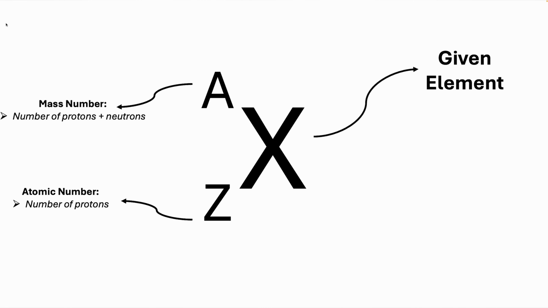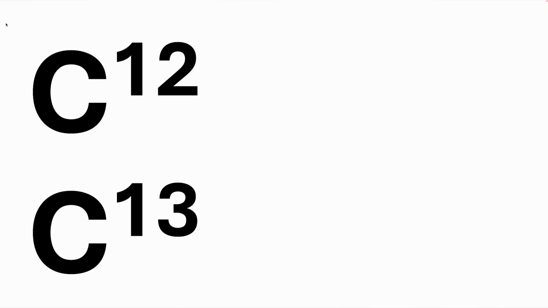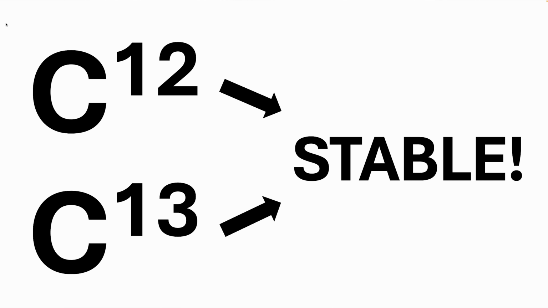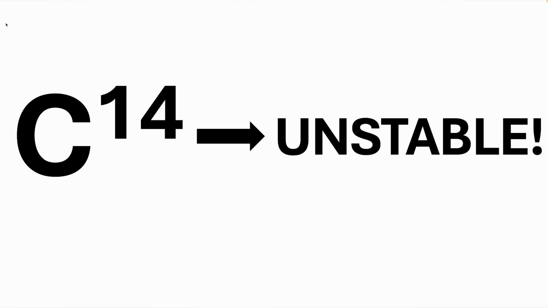We just said that the number of protons and electrons doesn't change in isotopes, but the number of neutrons does. So, the only change we see in isotopes is the mass number. That's why we often say the element and the mass number to specify which isotope. For example, carbon-12 and carbon-13 are stable, and are in most organic molecules, while carbon-14 is generally unstable, and is actually used in archaeological dating.